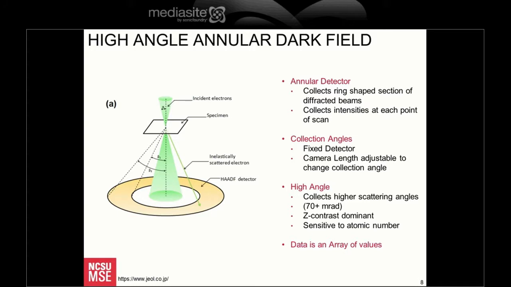However, by adjusting the camera length, or the spread of the beam, we can change that collection in order to capture different intensities. For high angle, we collect from 70 milliradians of scattering on out. This removes the influence of structure and low order scattering, and is dominated by Z contrast, or contrast dependent on the atomic number. The data that we receive is a simple array of intensities.